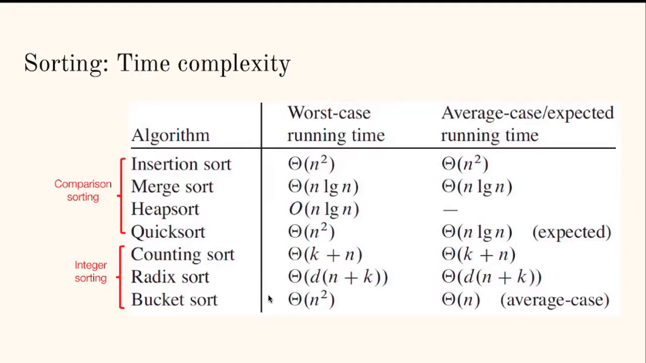And finally, you have bucket sort, which basically will run in the worst case n squared, and in the average case, big theta of n. So this is the assignment that you have to do. You have to prove that. You have to prove that bucket sort has this time complexity. Okay.